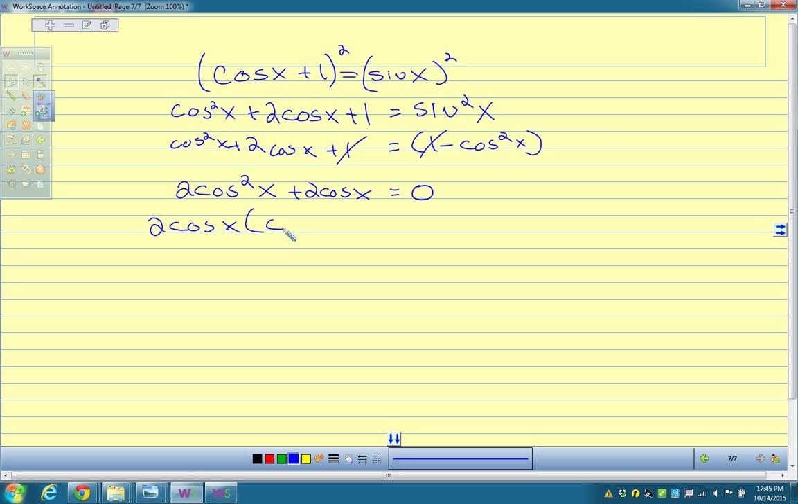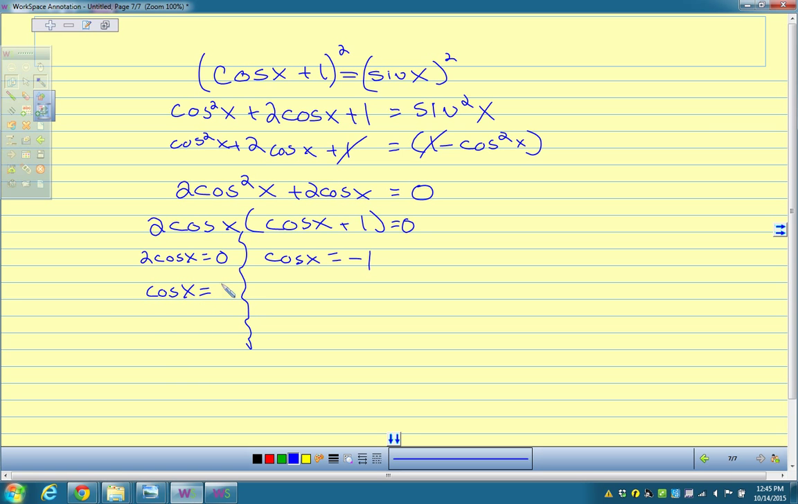From that expression, cosine x plus 1 equals 0. And then I draw my little squiggly line, and I say that either 2 cosine x equals 0 or cosine x equals -1. And then I divide everything by 2, okay? Over here, so I still get cosine x equals 0.